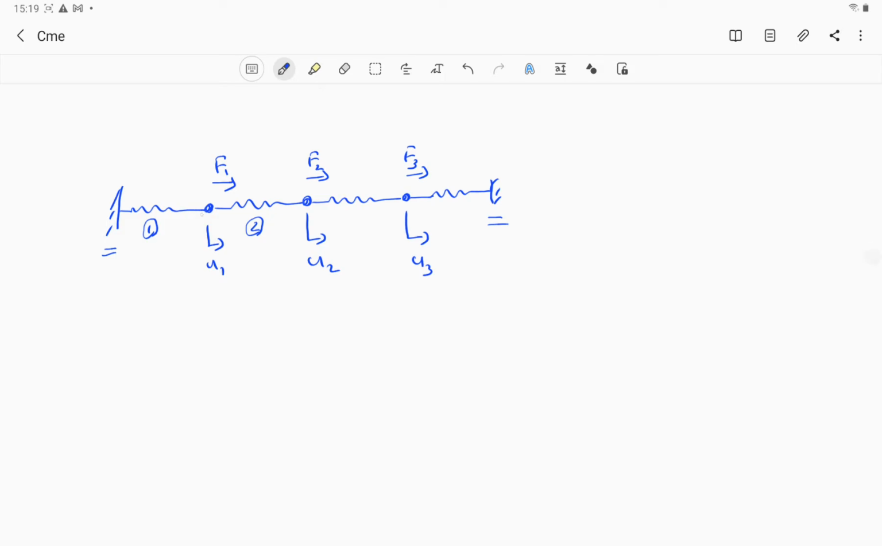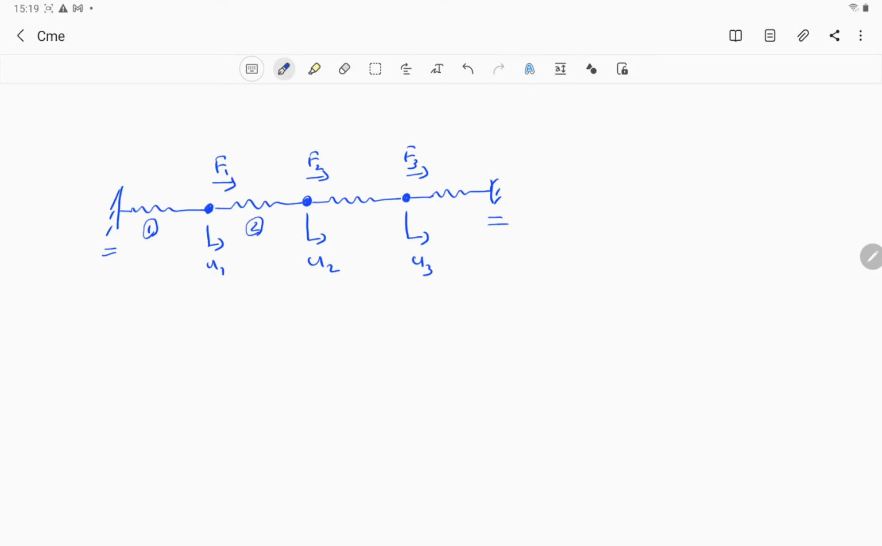Here we have 3 nodes, 1, 2, 3, and at each node a force is being applied. This is node 1, and the force applied at node 1 is F1. Here it's F2 and here it's F3, and similarly the displacement of this node is U1, here it's U2 and here it's U3.